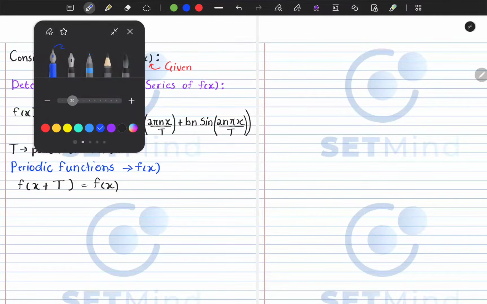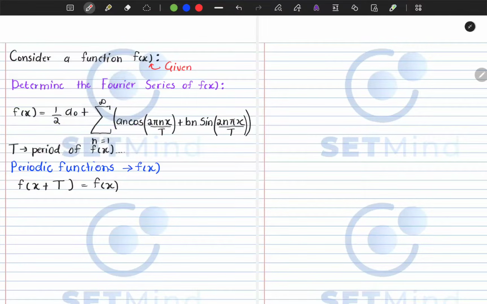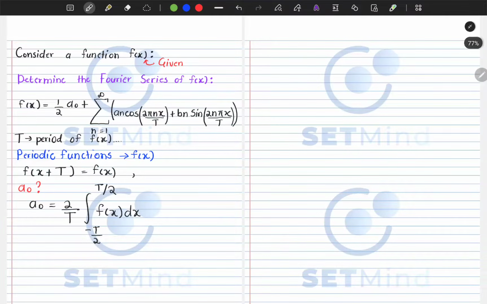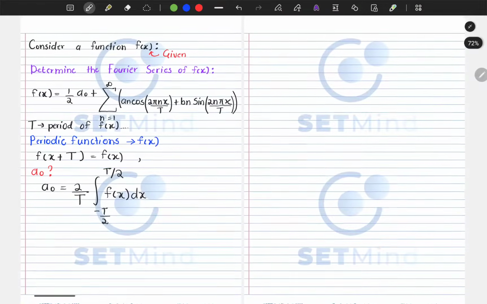Now we need to start wondering, with the definition of our Fourier series above, what is a0? How we find a0 is going to be very easy. Our a0 will simply be 2 over T, which is our period, and then the integral from negative T over 2 to T over 2 of whatever function we are trying to find the Fourier series of. And this will be with respect to x. That is our a0.